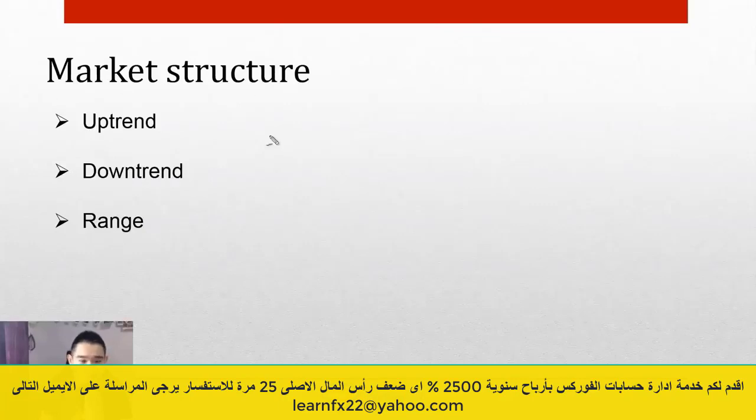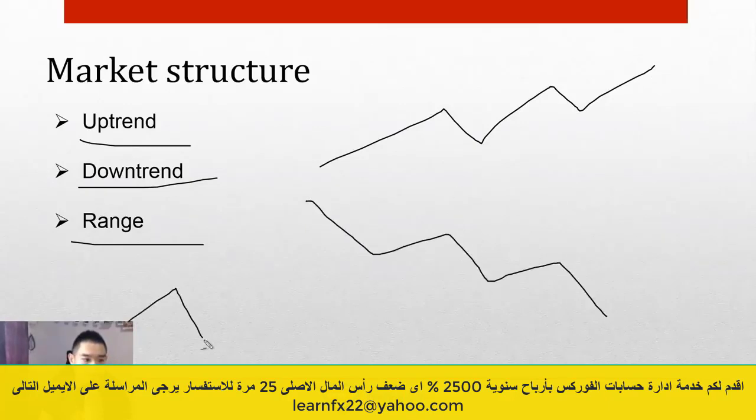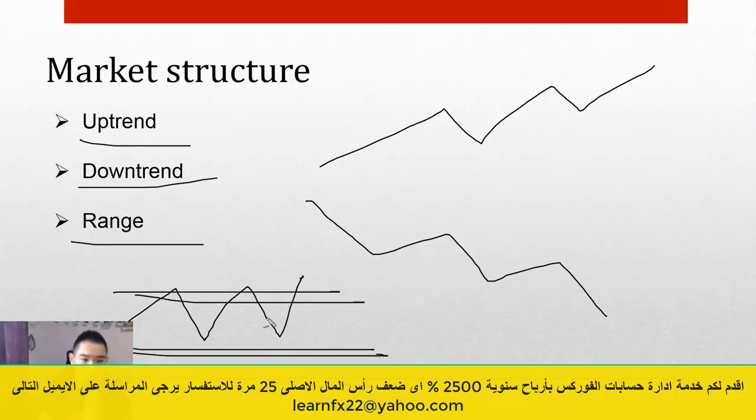It stands for market structure. Generally, when you trade the markets, it can be broken down into three main categories: an uptrend, a downtrend, or a range. The market in an uptrend looks something like this: higher highs and higher lows. Downtrend is lower highs and lower lows. And range is just something like this, where the highs and lows are pretty much around the same area.